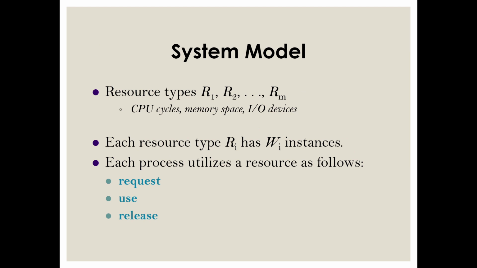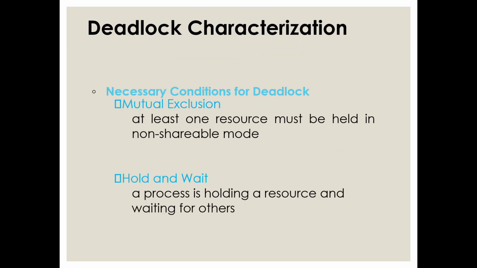So now the system model. Resource types R1, R2, up to Rm: CPU cycles, memory space, input output devices. Each resource type Ri has Wi instances. Each process utilizes a resource by following the sequence: request, use and release.